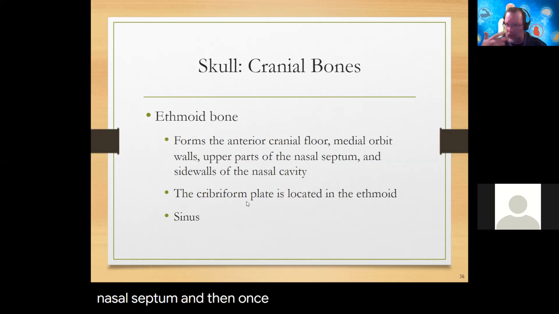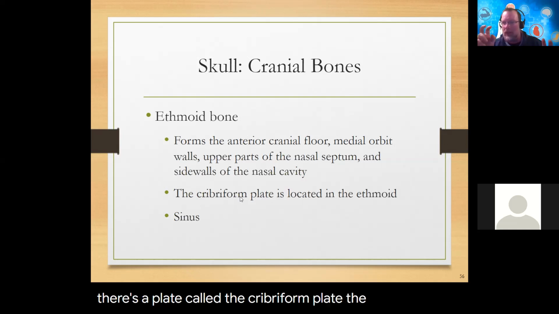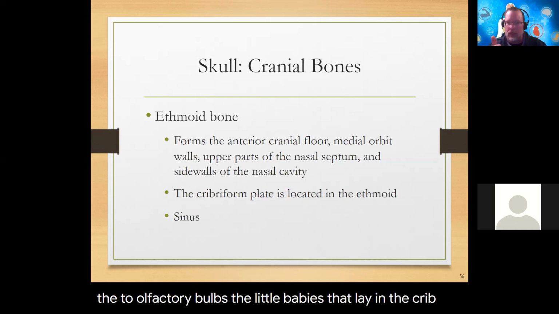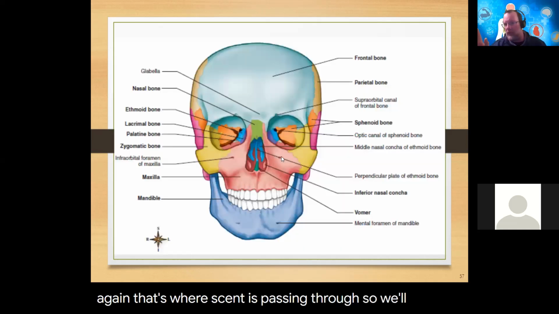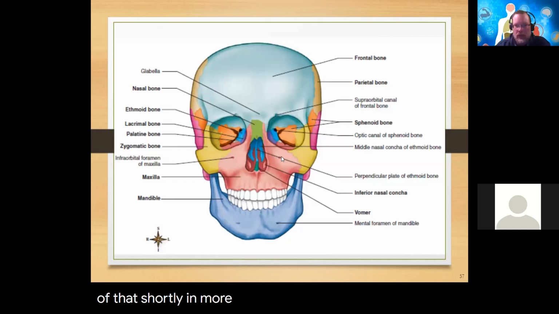Once we're actually in the skull, there's a plate called the cribriform plate. The crib is where the two olfactory bulbs, the little babies that lay in the crib of the ethmoid bone, are the olfactory nerve bulbs. So that's where scent is passing through. We'll see all of that shortly in more detail, over the next couple of weeks as you work on Visible Body as well.